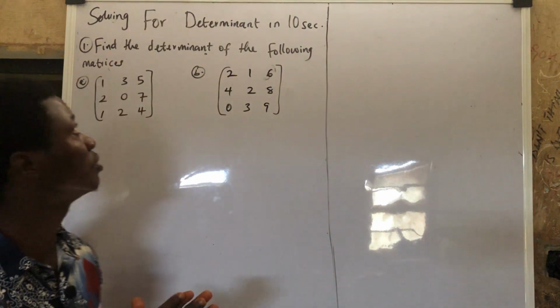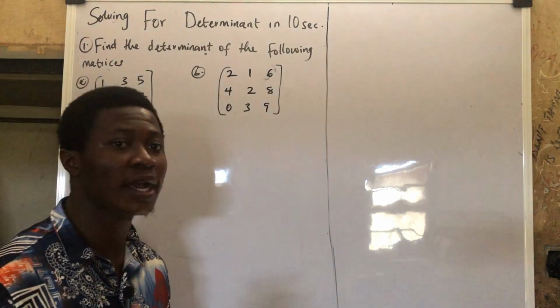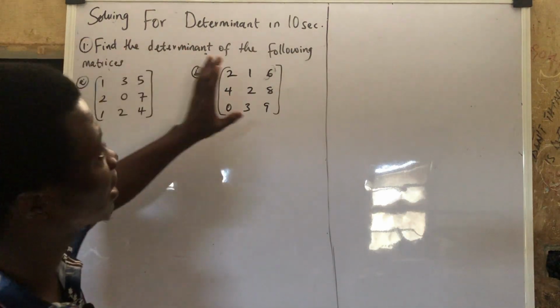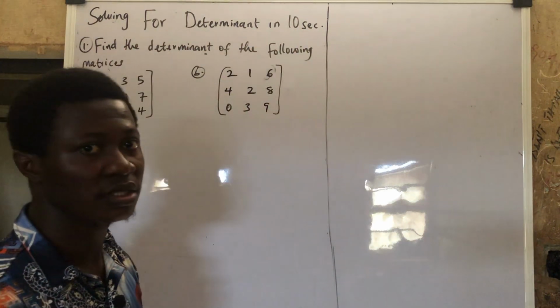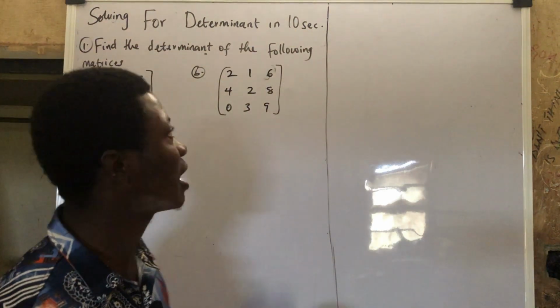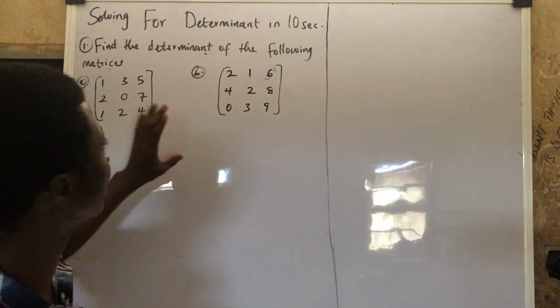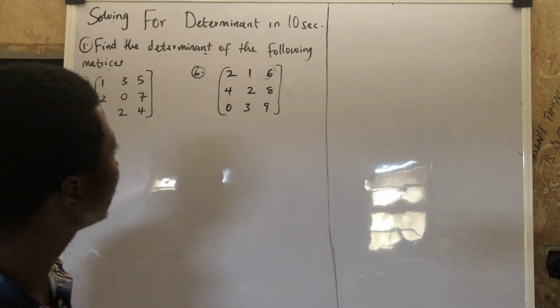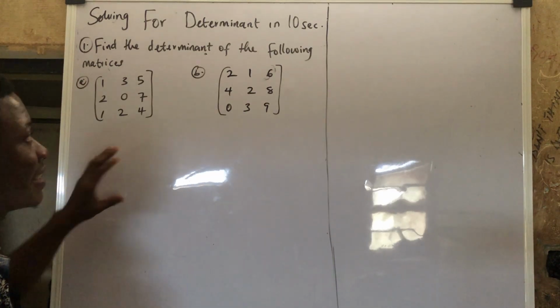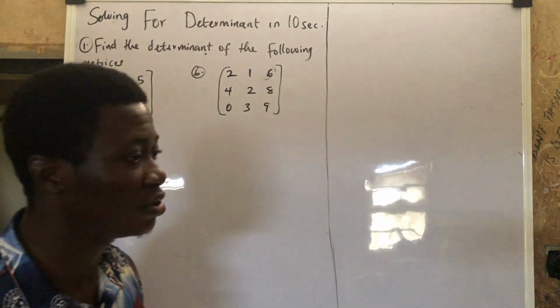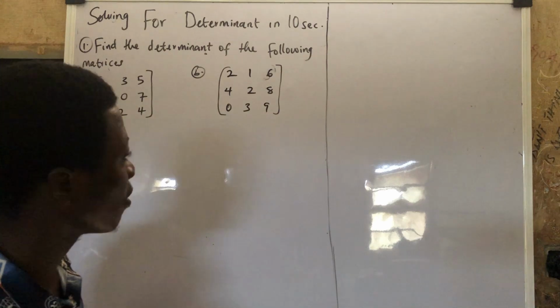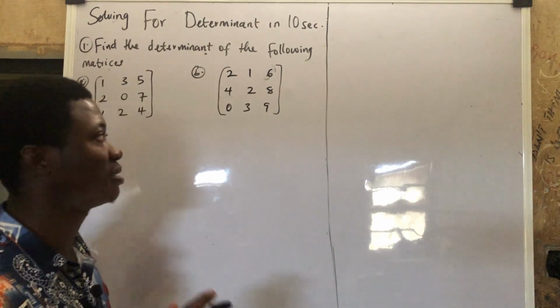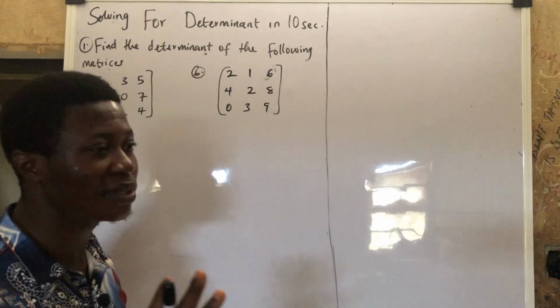On today's video, I'm going to be teaching you guys how to solve for determinant in less than 10 seconds. You can ascertain your determinant for the various matrices that are here in just 10 seconds. How do we do that? For you to be able to do this in 10 seconds, here is what you need to know. Please pay attention, because it's quite complicated.